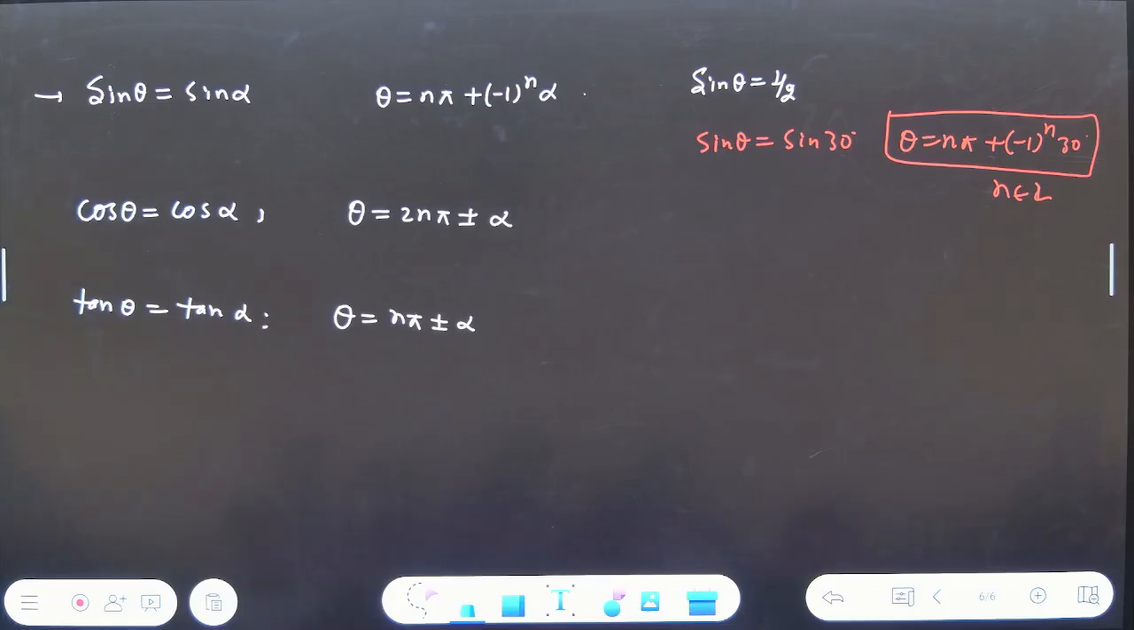Let me check this formula. Correct now? Only plus alpha, minus is not there.